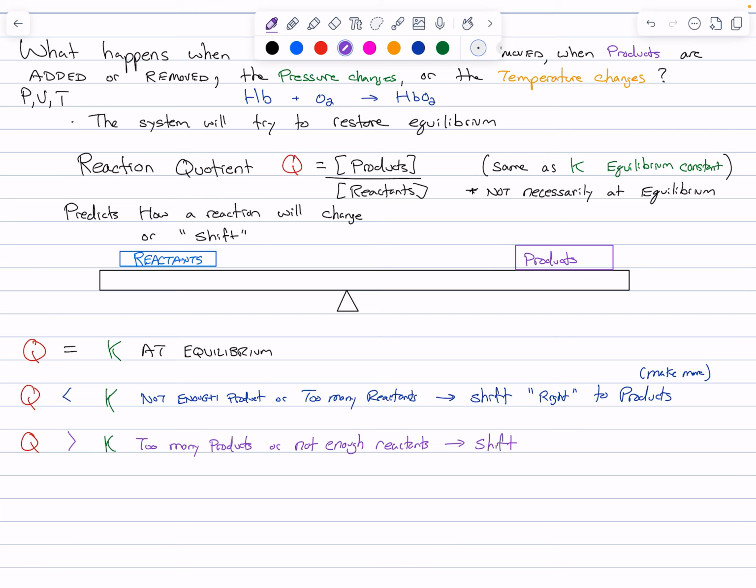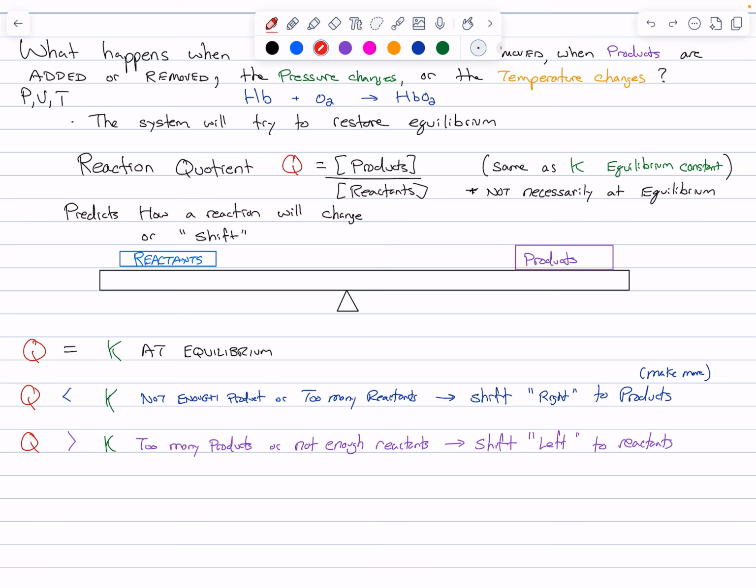The reaction shifts left to reactants. Think of it as just restoring equilibrium. It's making the teeter-totter level, whatever it is. Now, it doesn't matter what the numbers are. This number can be 10.